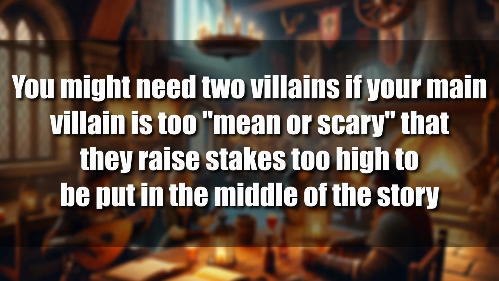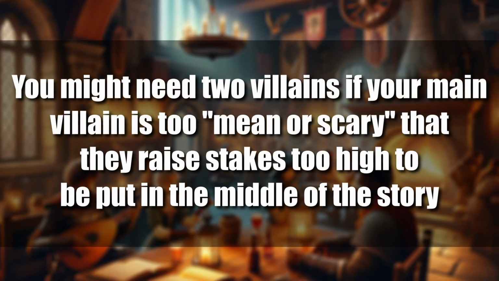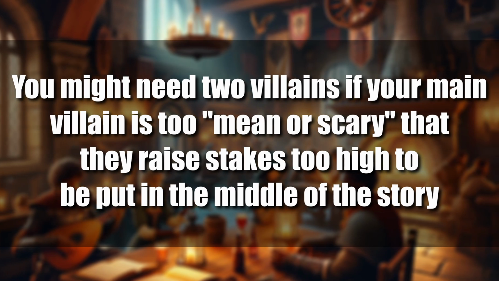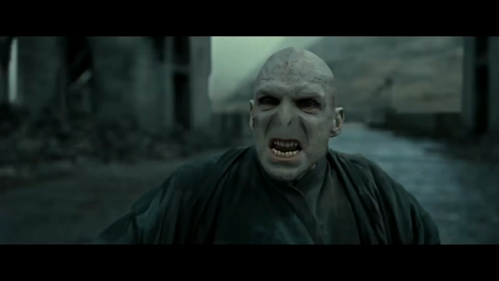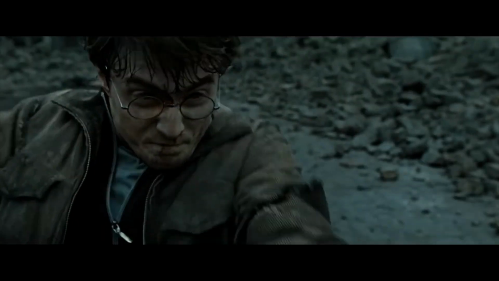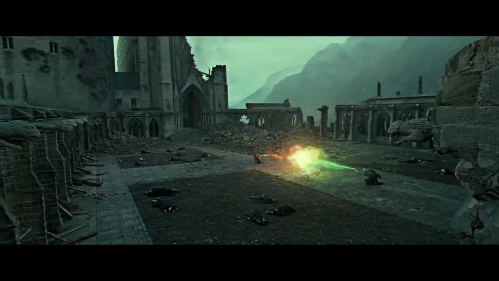Sometimes you might just want to have two villains because your main villain is so mean and scary that they raise stakes too high to be brought into the middle of the story. These would be like your Dark Lords, like Voldemort, Sauron, Silco. The fight between Harry and Voldemort has to be saved for the end of the book, so we need other villains to overcome in the meantime. This is why we add villains like Bellatrix, Draco, Saruman. When it comes to writing multiple book series like that, it's good to have those minion villains for your hero to fight before they fight the big bad at the end.